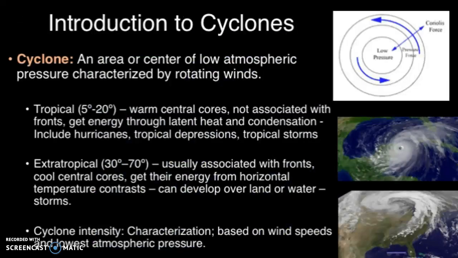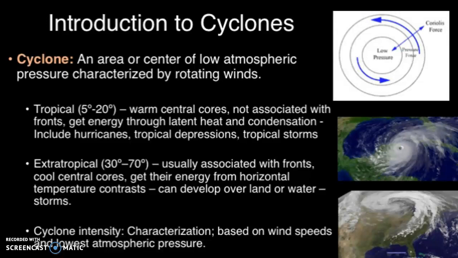Right, so a cyclone, the definition of it, is an area or center of low atmospheric pressure characterized by rotating wind. If you think about some of the storms we saw in the previous chapter, they were also classified as cyclones. Within the realm of cyclones, things such as hurricanes, typhoons, extratropical cyclones, and even tornadoes classify as a cyclone, based on that first definition, right?